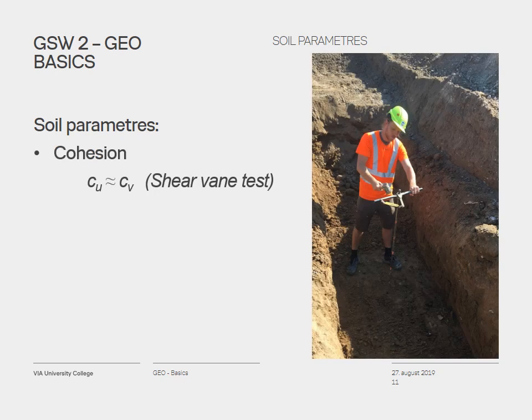Let's stay with cohesion. If you want to determine the undrained shear strength, it's typical that you perform a shear vane test, because Cv, which is the result of the shear vane test, is often equal to Cu, the undrained shear strength. Also, if you have fractured clay, you reduce the undrained shear strength to only a third of the tested value from the shear vane test.